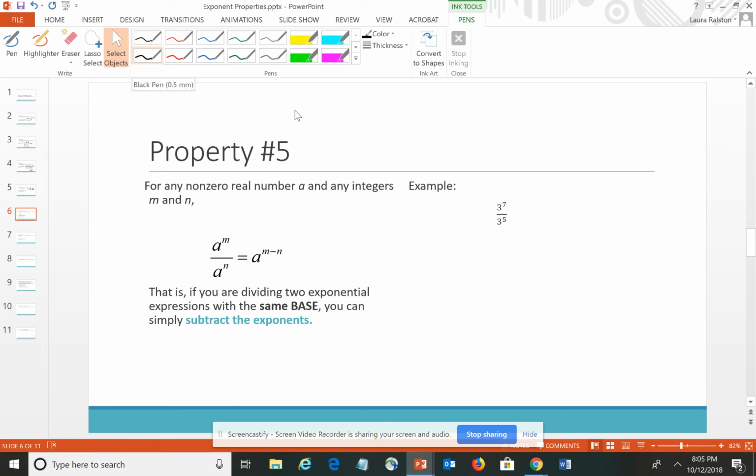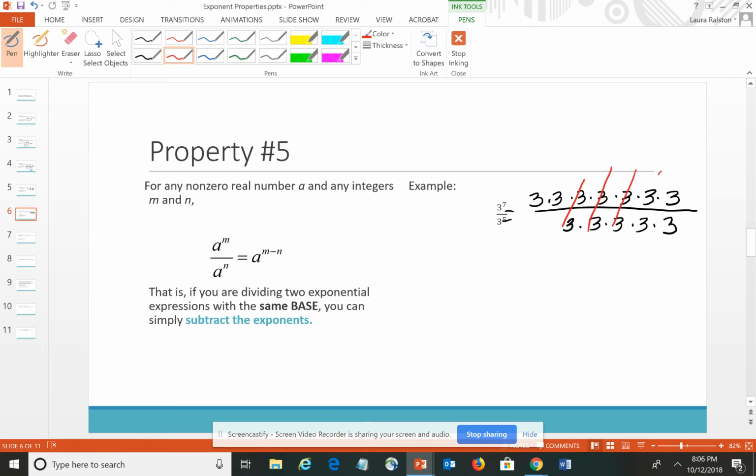Again, if you go back to the definition of an exponent, think about this. You would have 3 to the 7th, so you're going to have 3 times itself 7 times: 3, 5, 6, 7. 3 to the 5th, you're going to have 3 times itself 5 times. And we know when we have the same value in the numerator and the denominator, they will divide out. So we can actually divide out 1, 2, 3, 4, 5.